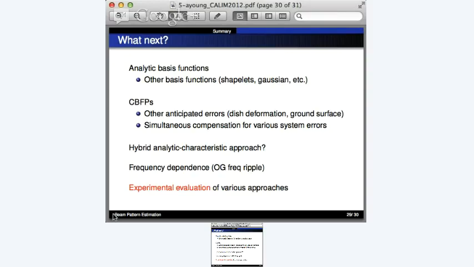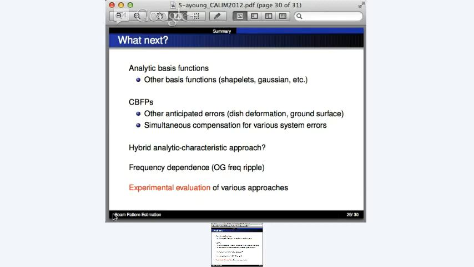And for the CBFPs, we'll apply this also to other kinds of anticipated errors. Whereas we now looked at just a single kind of error, if there are multiple different errors in the system at the same time, it would be interesting to see how the method can be used in such a case. And what's interesting is if there is some hybrid solution possible using both analytic and characteristic-based functions.